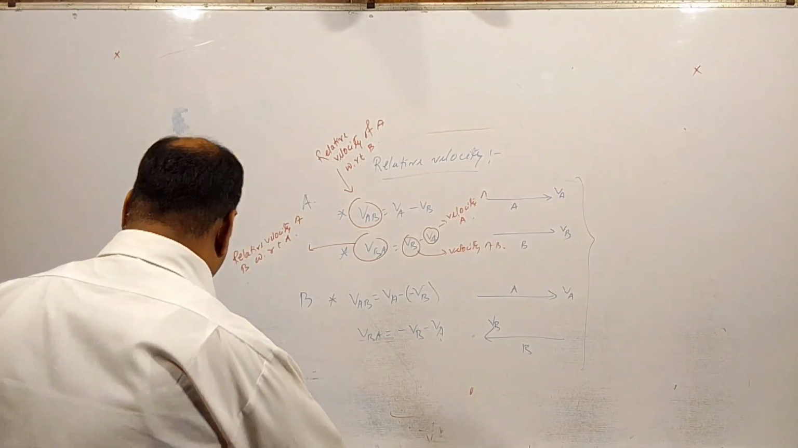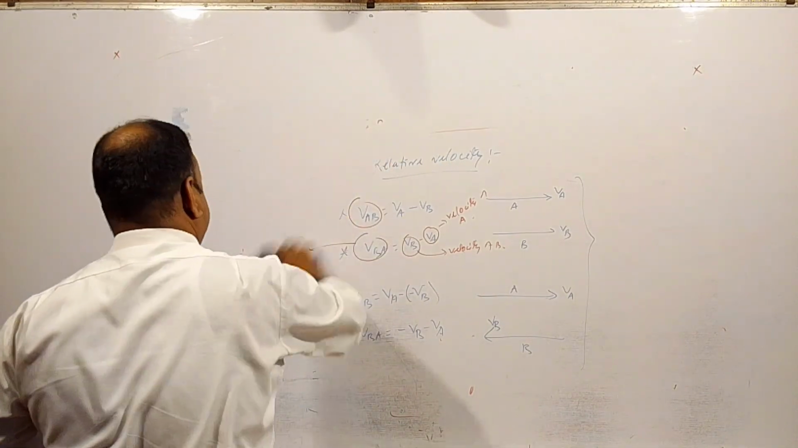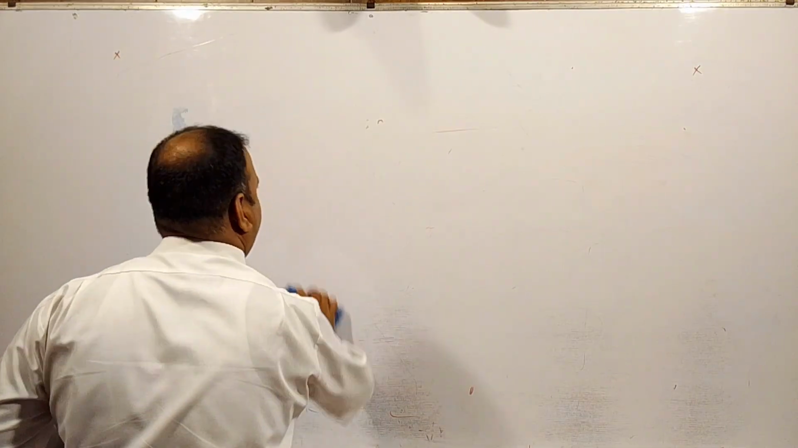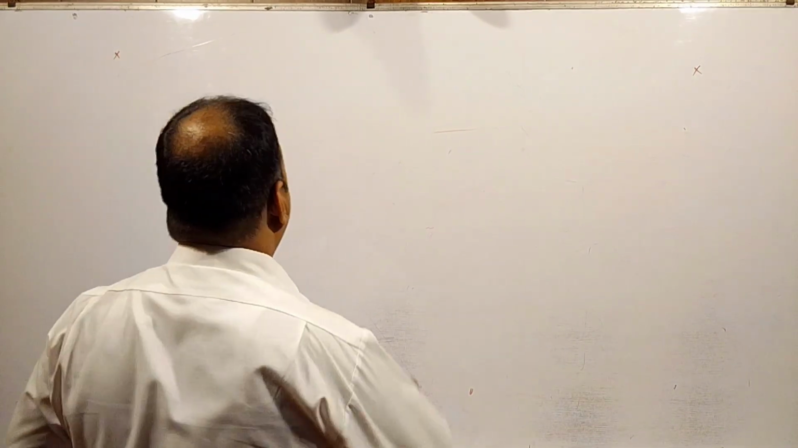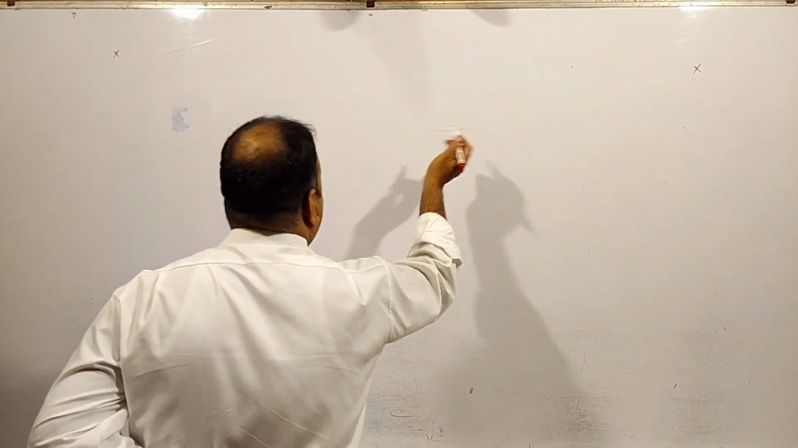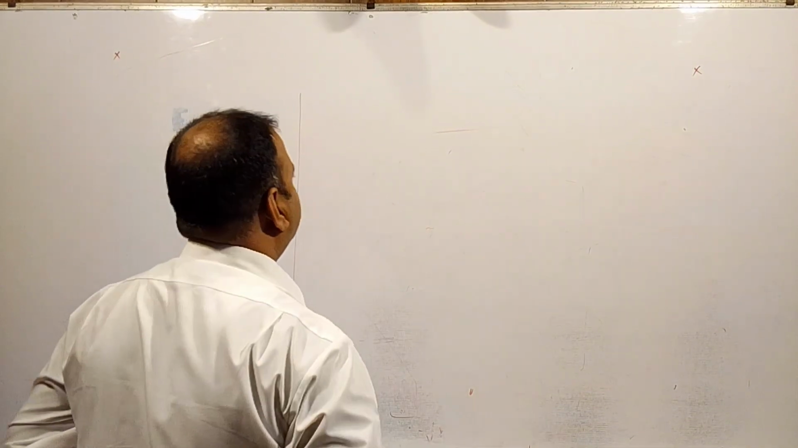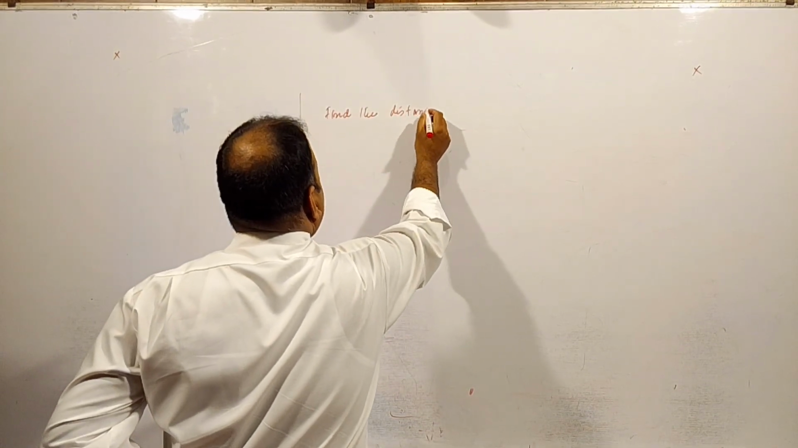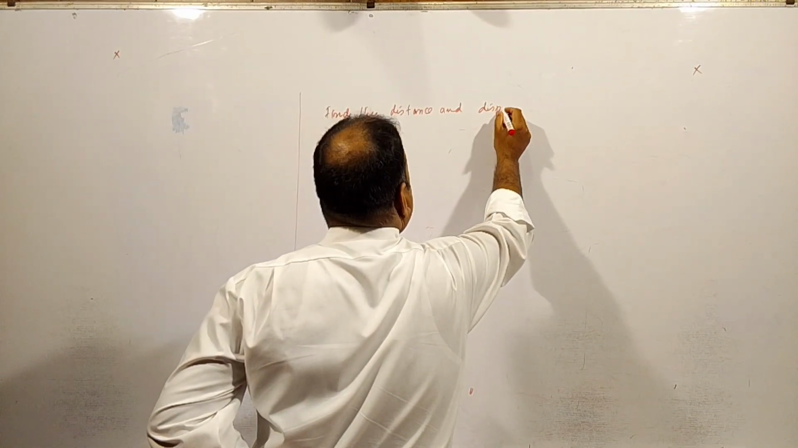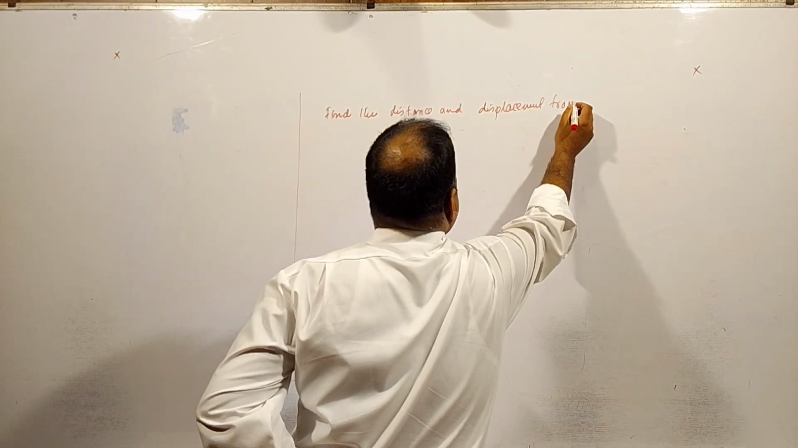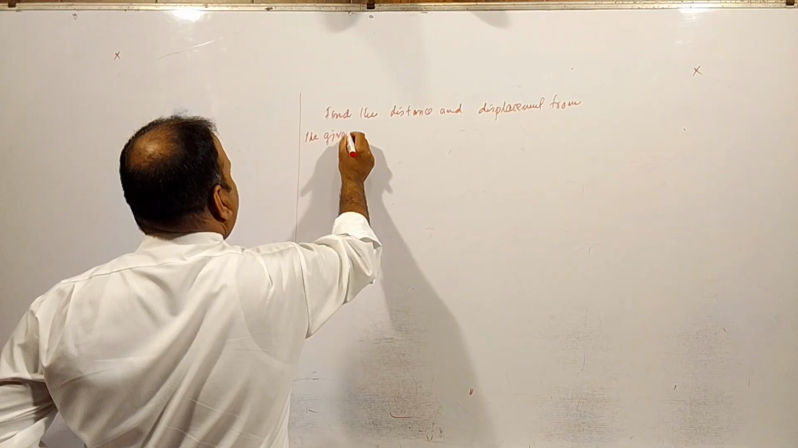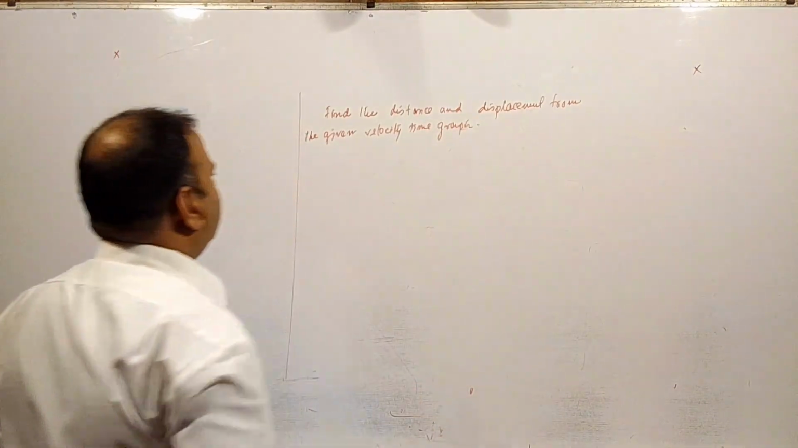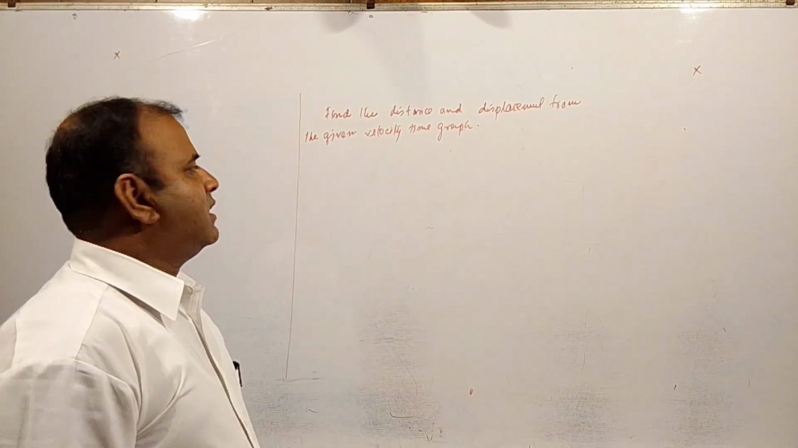Now I am going to discuss the numericals. First, see how we can calculate the distance and displacement from a given graph. Suppose you are given a velocity time graph, and we are going to find the distance and displacement from it. One question is given to you. Find the distance and displacement from the given velocity time graph.